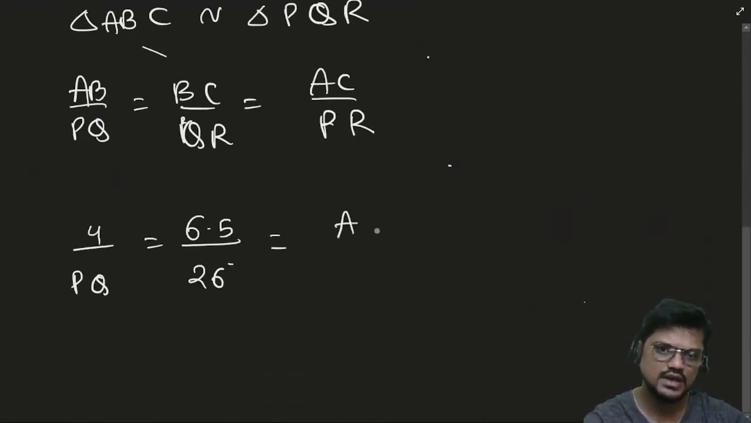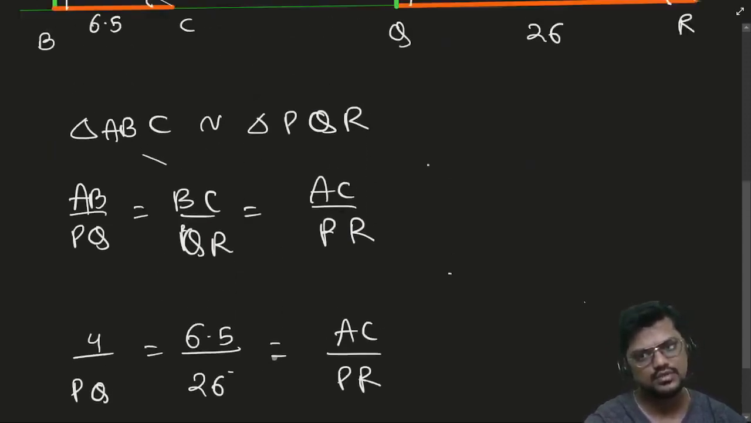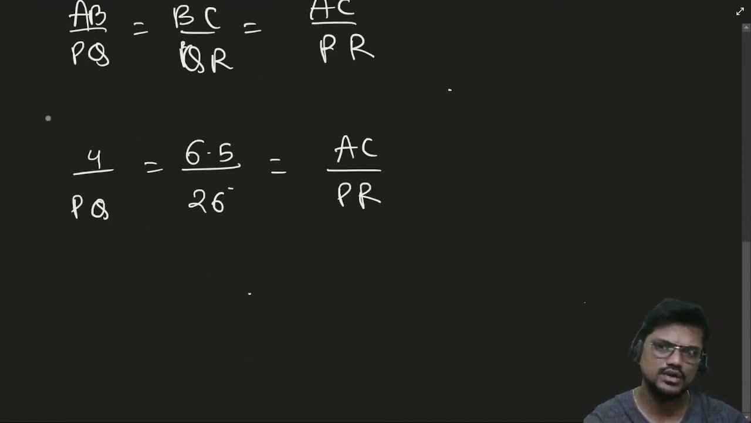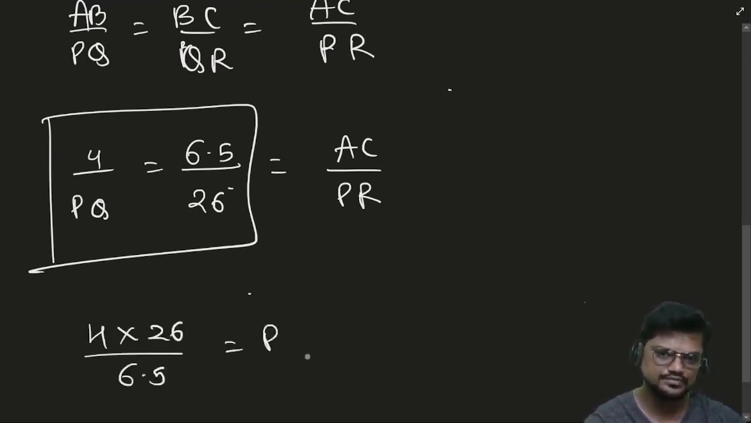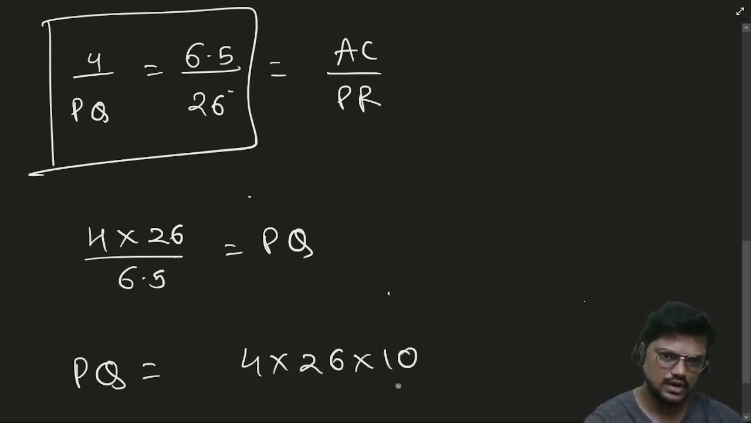You can write the value of PQ as X, or you can keep it as PQ only, no problem. You will ultimately get the value of PQ. You can solve this equation. PQ goes on that side. 4 into 26 upon 6.5 will be equal to PQ. So finally, the value of PQ will be equal to 4 into 26 into 10 upon 65.